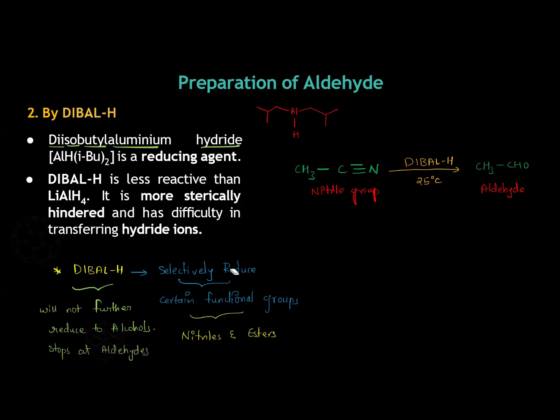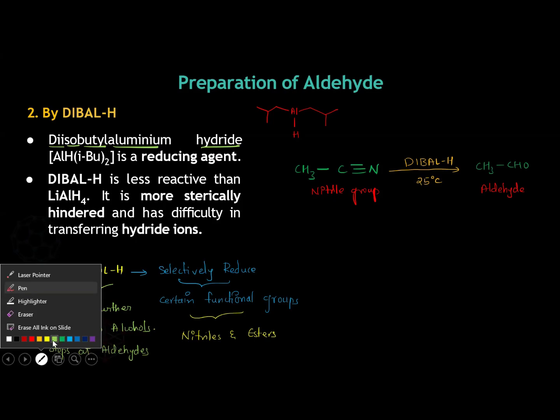Okay, so that's what selectively reduces certain functional groups, nitriles and esters, which will reduce up to aldehydes. It will not further reduce to alcohols. Okay, so you can see here the nitrile group has converted to the aldehyde. You take another example that's showing the ester.